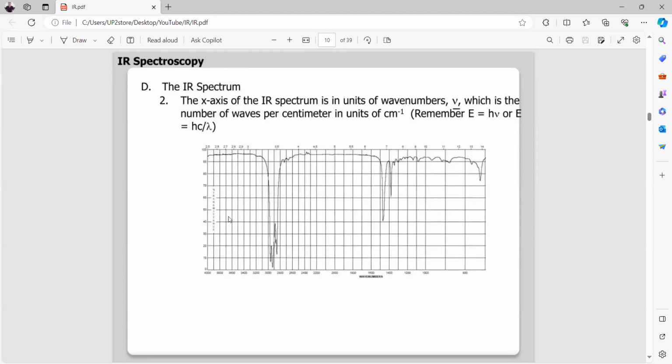This is an IR chart, as you can see in this slide. The x-axis of the IR spectrum is in units of wave number, nu, which is the number of waves per centimeter, in units of centimeter to the minus 1. Remember, energy equals h nu, or energy equals hc per lambda.